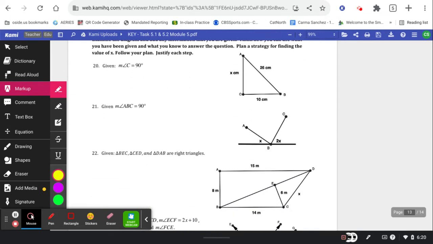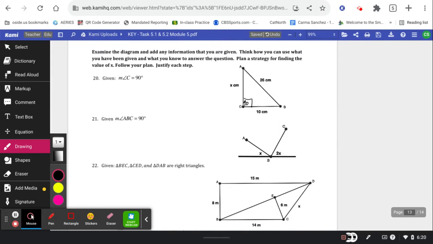Okay, so here's the part I am going to do a quick video on. Make sure you know how to do this. So it tells you that the measure of angle C is 90. So that's this guy right here. And it wants us to find X, plan a strategy for finding X.